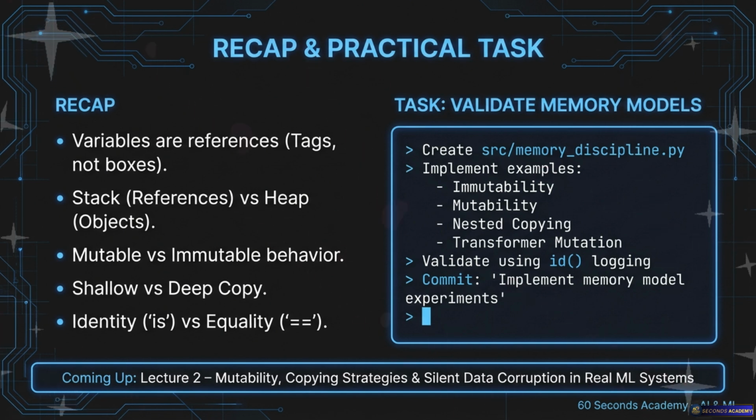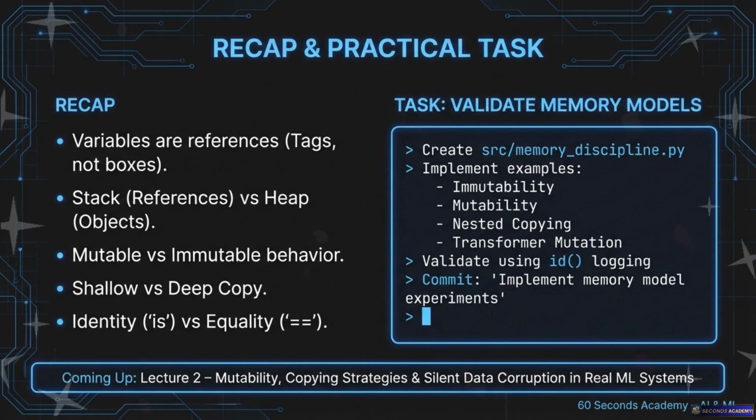Correct. Now, it is time for the practical task. We don't just want you to listen, we want you to code. Yes. Go to your repository ML Engineering Foundation, source directory, and create a file named memory_discipline.py. memory_discipline.py. I like the sound of that. In that file, I want you to prove everything we just said. First, prove immutable versus mutable behavior. Change a list and see the original change. Change an integer and see the original stay the same. Prove it to yourself. Second, demonstrate the nested shallow versus deep copy trap. Create a dictionary with a list inside. Copy it, modify the copy, and watch the original break. Then fix it with deep copy.